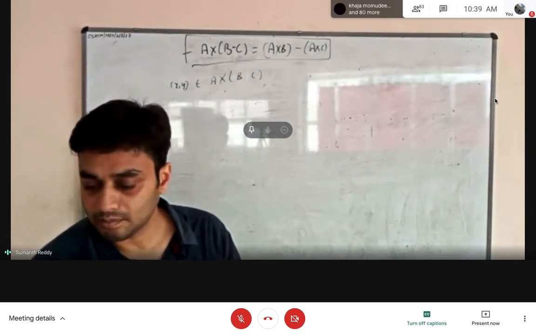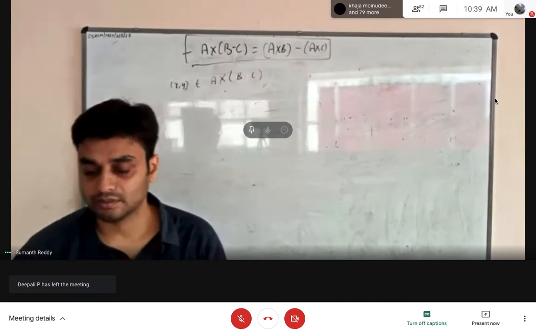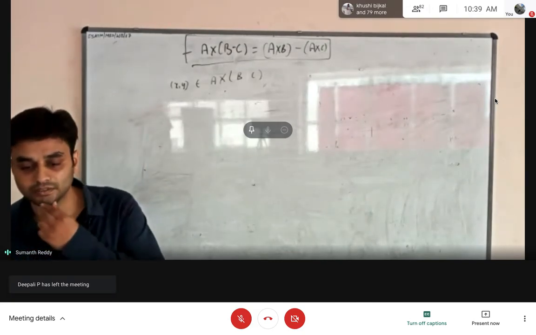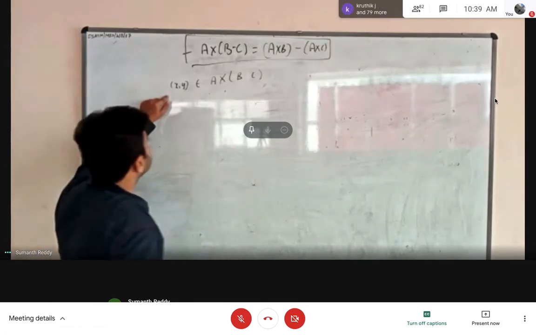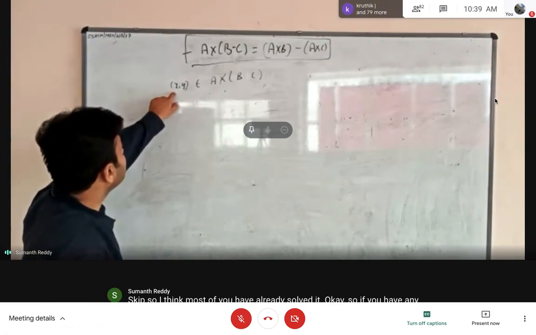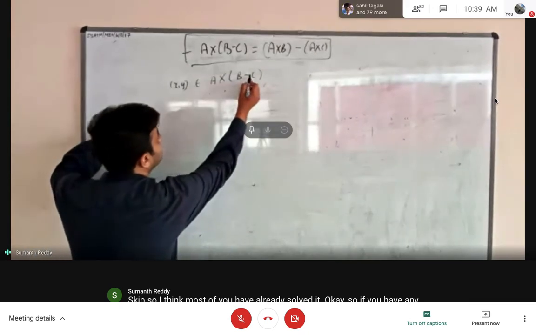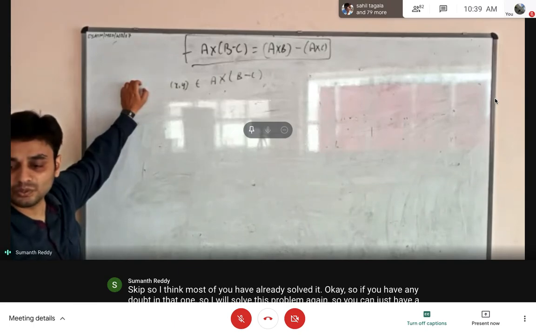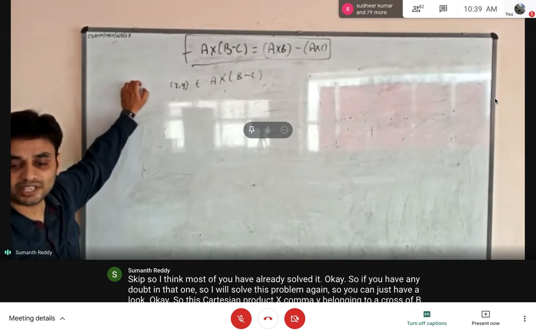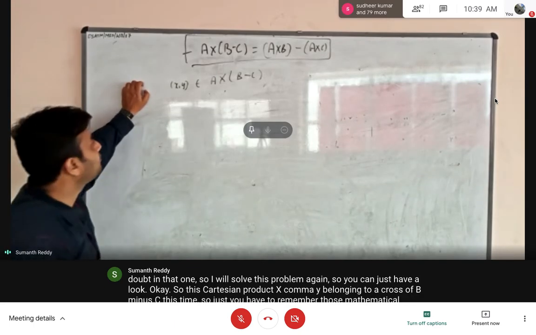Okay, so I think most of you have already solved it. If you have any doubt in that one, I'll solve this problem again, so you can just have a look. So this Cartesian product, (x, y) belonging to A cross (B minus C) this time. You just have to remember those mathematical definitions for union, intersection, and difference. If you know that, any problem of this kind you can easily solve, right?